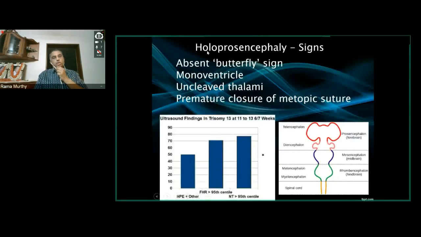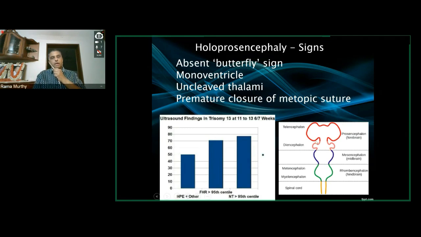Now we move on to a much more commonly seen lesion, at least not as rare as Iniencephaly, and that's Holoprosencephaly. The Holoprosencephaly is suspected when you see up front there is no butterfly sign. You're used to seeing that midline and with the two wings of the choroid plexuses on either side, and that is missing. Instead, you see a monoventricle, the thalami are uncleaved, and you might, if you study the metopic suture, chance upon the premature closure of the metopic suture.